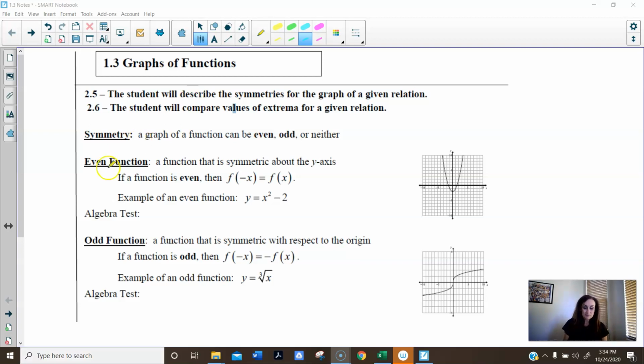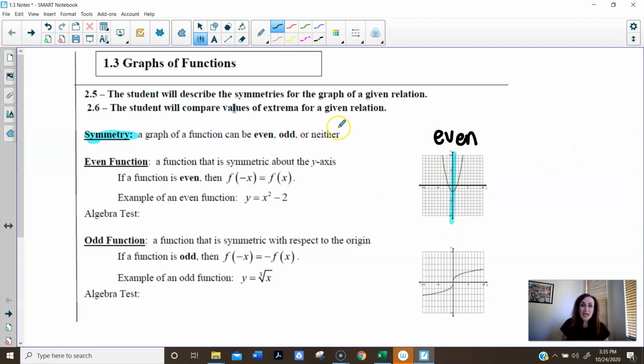So symmetry. When we're looking at symmetry, a graph of a function can be odd, even, or neither. So here's the deal. If the function is even, like this graph right here, you will see symmetry across the y-axis, which means if I fold on that blue line, that graph is going to match up. So this is what the graph looks like for an even function. It's got to fold over the y-axis.